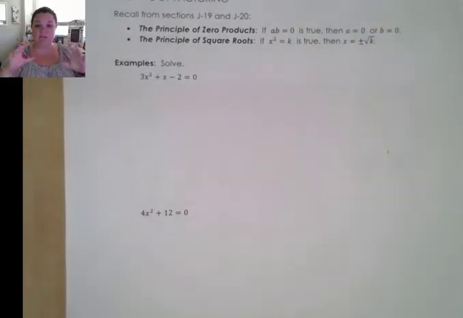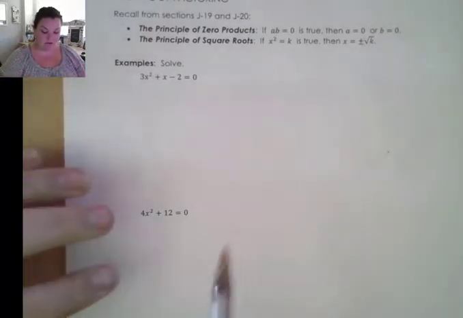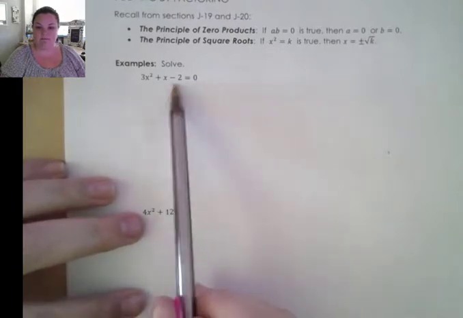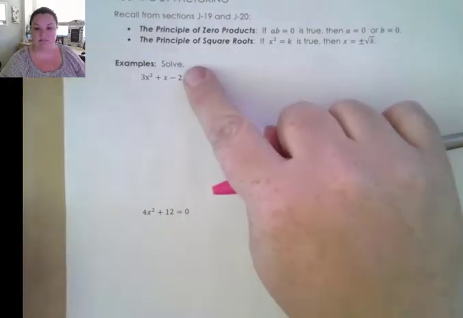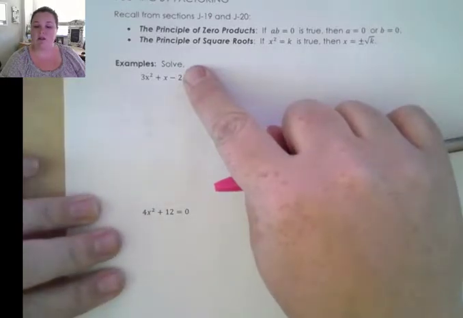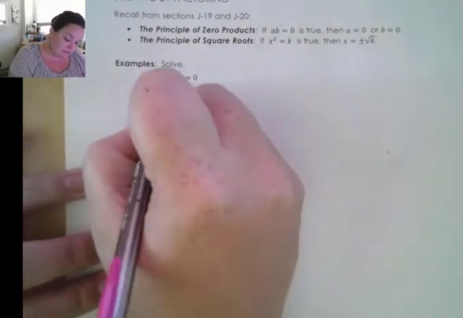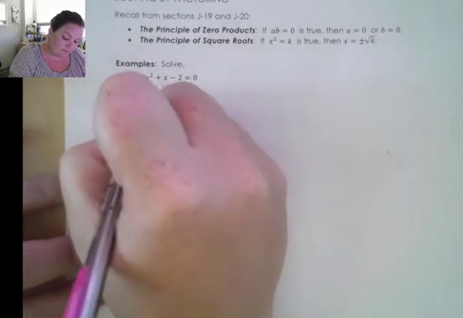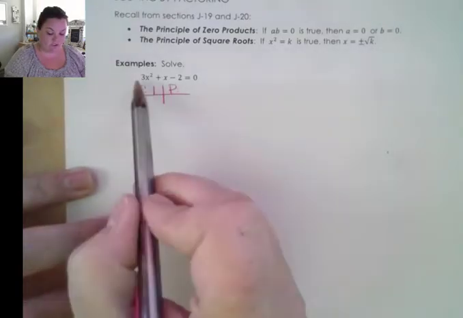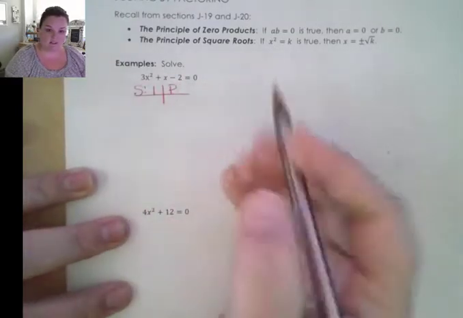So we want to get it completely factored to where we have things being multiplied together that are equal to zero. That means we can set each one equal to zero to solve, okay? Very important: you have everything on one side so that it's equal to zero. And then from here, we're just going to ignore that for a second and factor this like we normally would. This one is a three-term polynomial, so we're going to use sum product. Our sum is our middle coefficient, which is a 1. Our product is our first coefficient times our last coefficient.